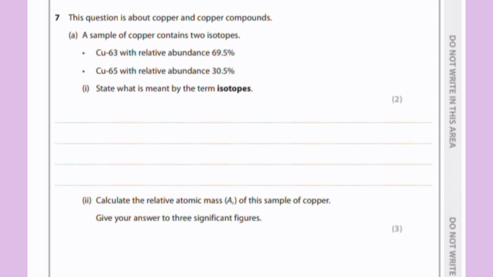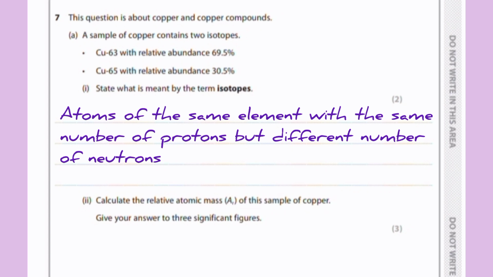Question 7. This question is about copper and copper compounds. A. A sample of copper contains two isotopes, Cu-63 with relative abundance 69.5%, and Cu-65 with relative abundance 30.5%. Part 1. State what is meant by the term isotopes. This is a simple textbook definition. Atoms of the same element with the same number of protons but different number of neutrons.